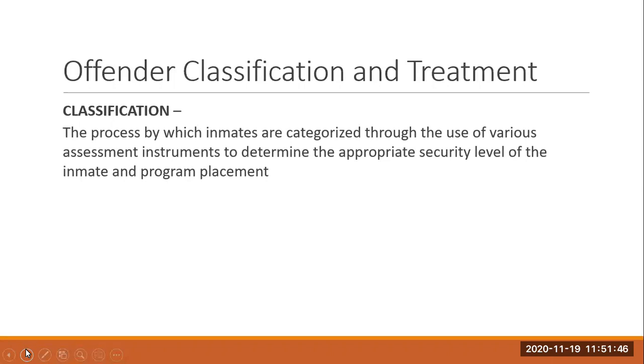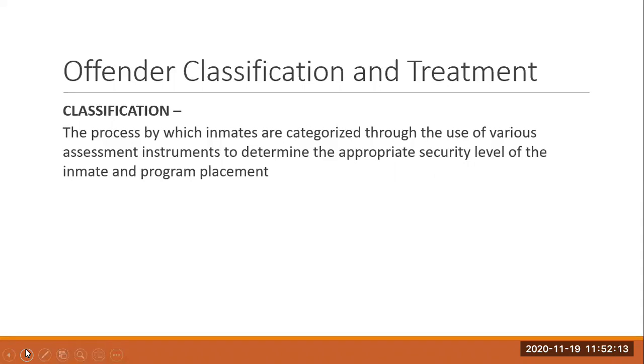This is where inmates are categorized using a variety of assessment tools to, for example, determine, as I mentioned, the appropriate security level, program placement. One way of thinking about, if we take the example of program placement, is just like there are limited spots available in courses, corrections is like any other public sector institution, always struggling to find resources.